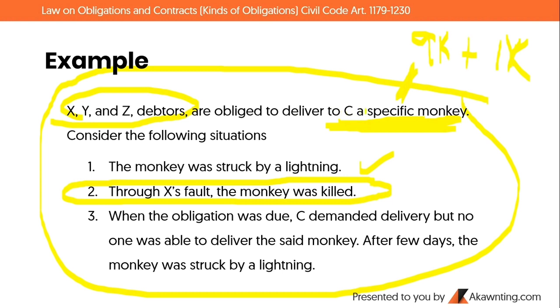Okay? Yung kanina, yung example natin kanina, solidary yun. So therefore, si C, pwede niyang singilin yung buong 10,000 whether kay X, kay Y, or kay Z. Pero magre-reimburse na lang sila, di ba? Pero ultimately, ganun pa rin. Ang babayaran ni X ay 4,000. Okay? Kasi siya lang yung may fault kung bakit namatay yung monkey.